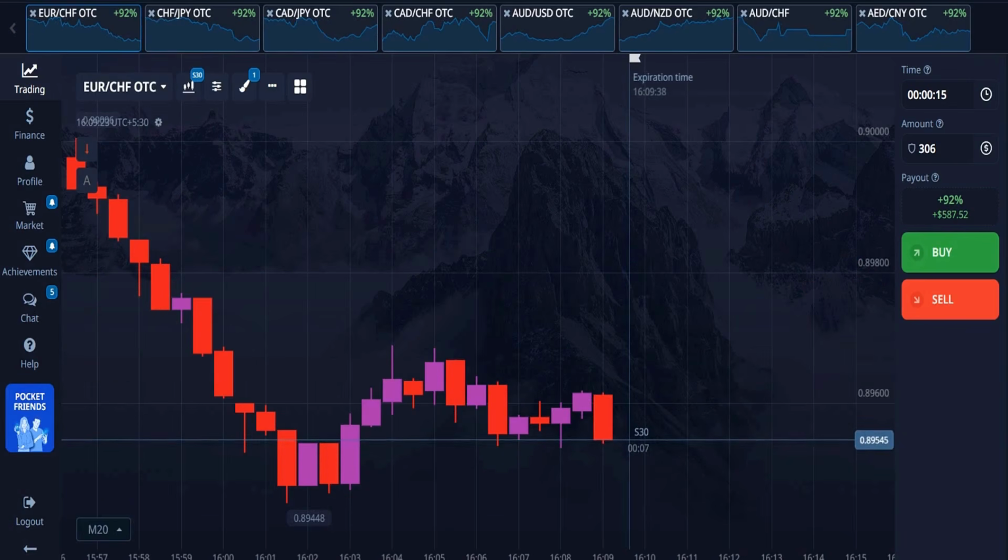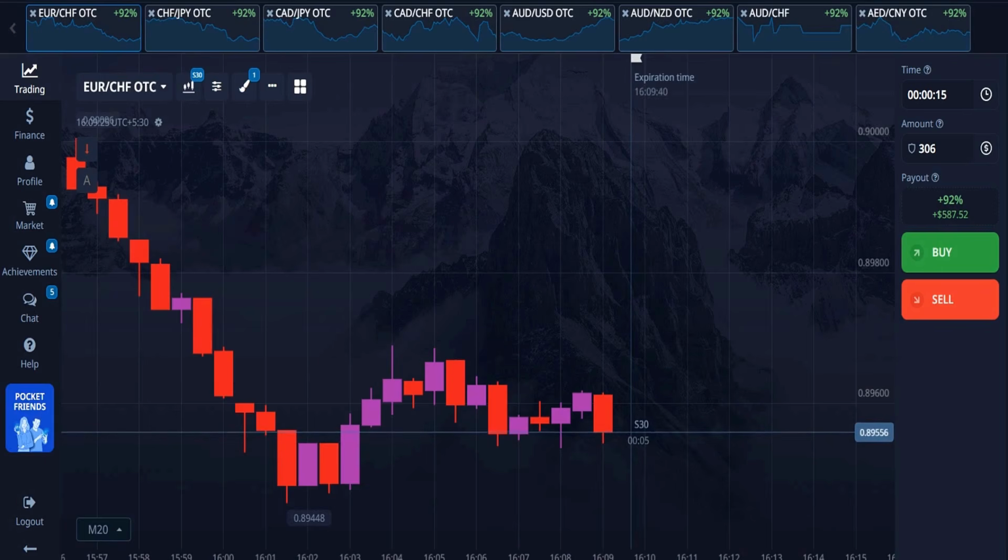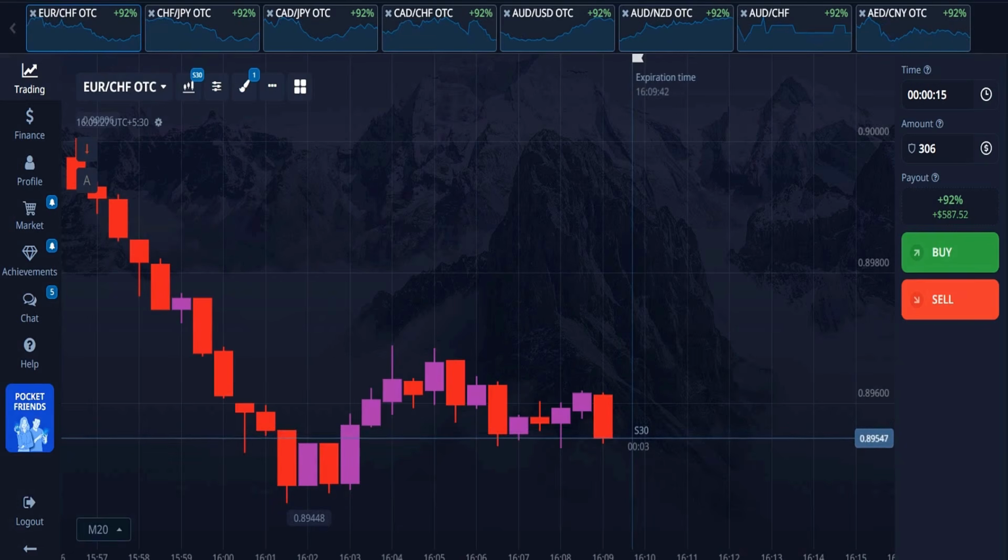Now let's dive in and see how to set up your chart and exactly when to enter a trade using this simple strategy. Quick rule to remember: entry time, half of the candle time. For example, if you use a 30-second candle, your trade duration will be 15 seconds. Observation time, first part of the candle. For a 30-second candle, watch the first 5 seconds closely.